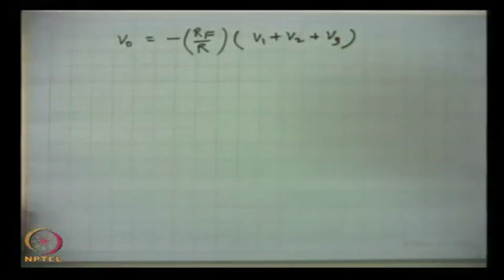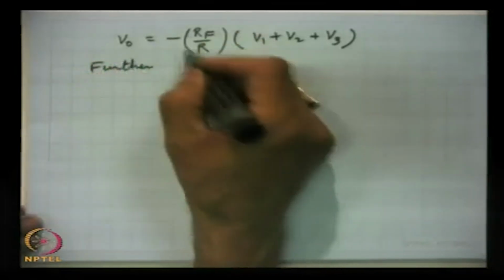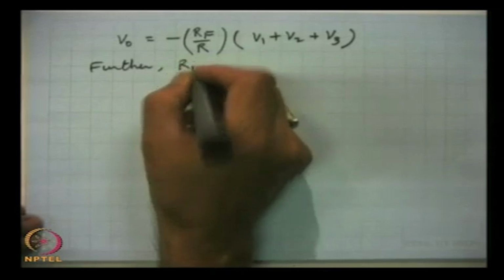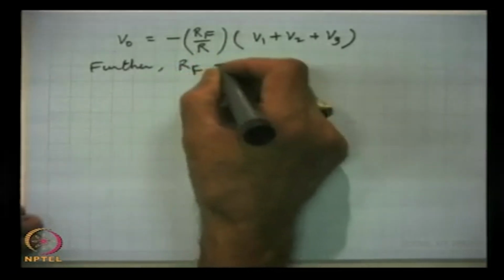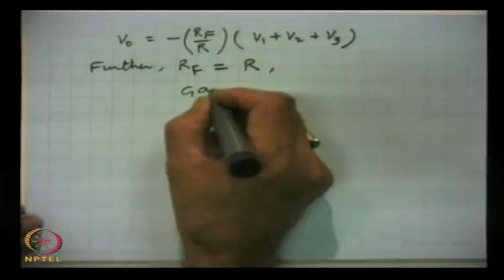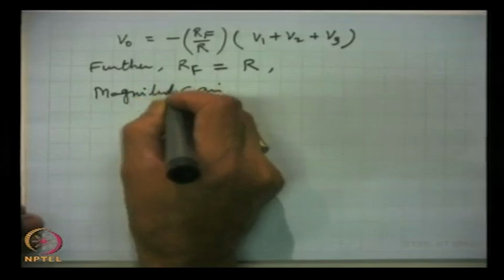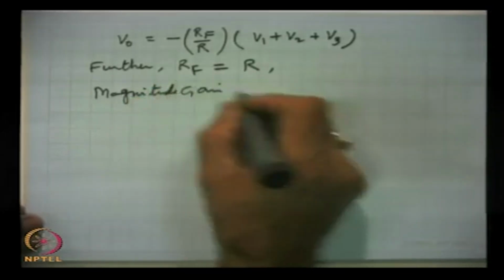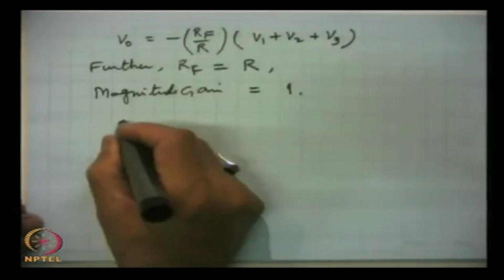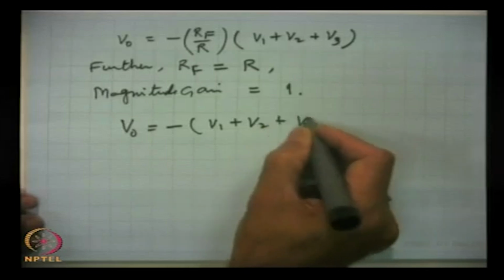If further we choose Rf, this gain, as 1, so Rf, further if Rf is taken equal to R, then the magnitude of gain is equal to 1, and in that case this term will be 1 and V0 is simply minus V1 plus V2 plus V3.